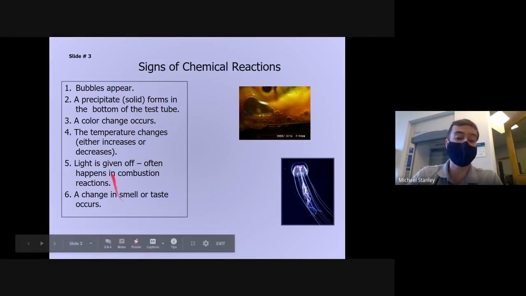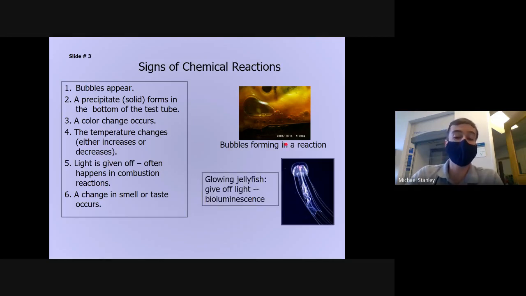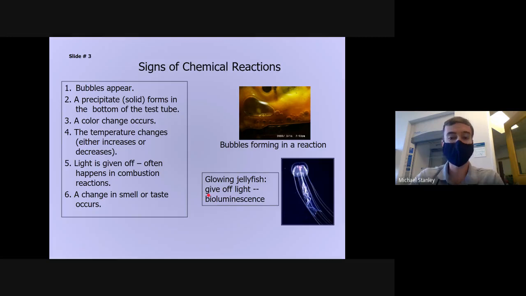So again, all these things are happening because we're making new chemicals. So either we're getting some new bubbles to appear, or in animals like fireflies and jellyfish, we call the light that comes off bioluminescence, basically just a fancy way of saying light from a living organism. So these, or colors changing, or a new solid being formed, all of this is due to these different chemicals that we're producing. Because again, in a chemical reaction, we're creating new substances. We're creating things that were not there before.